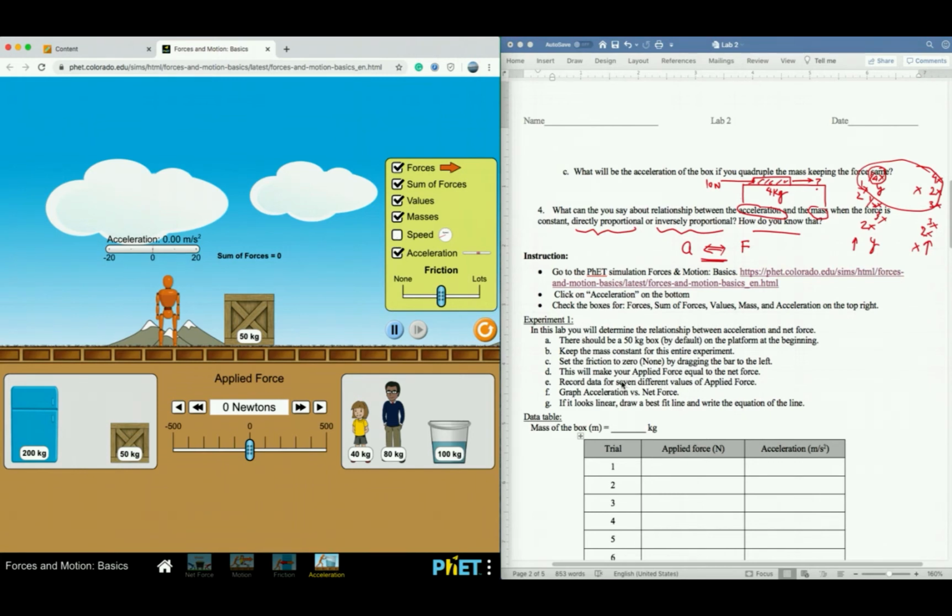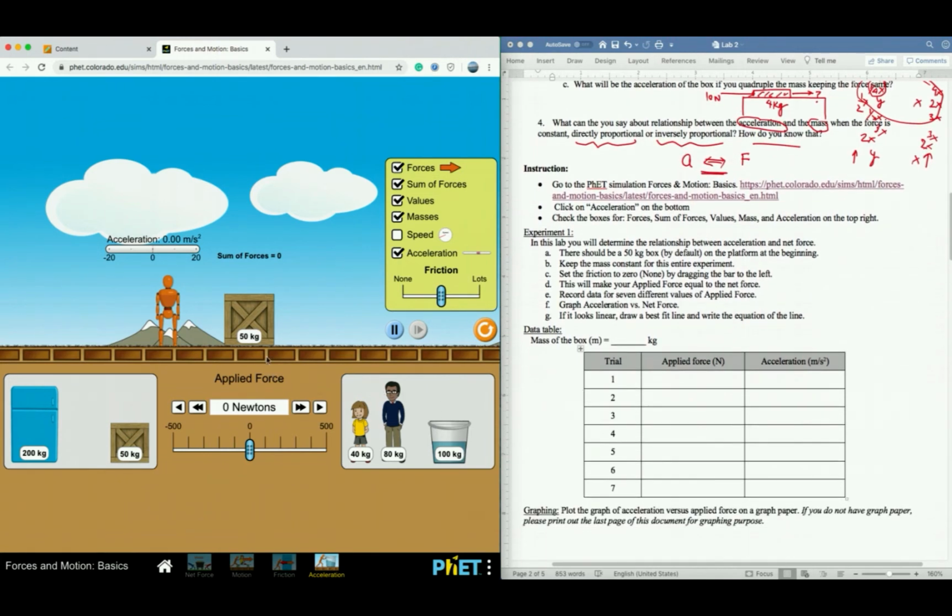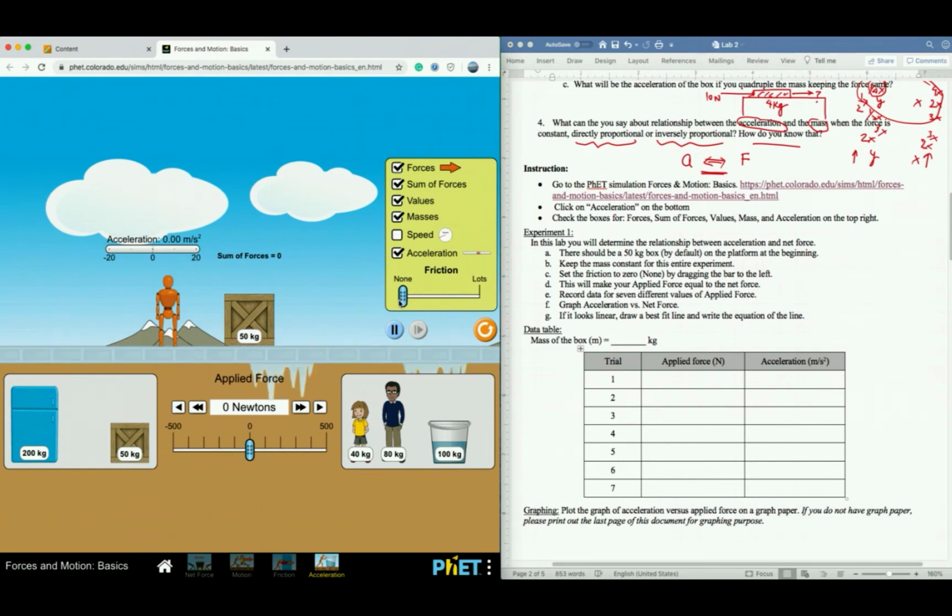Now there are two parts in this lab. For part 1, you will have a 50 kilogram box by default on this platform. So start with that 50 kilogram mass, and then for part 1 we'll keep this mass constant. Okay, so for part 1 this will remain constant, and then we will set this friction to 0. So we'll consider the frictionless surface, so drag this to none, so we don't have any friction.